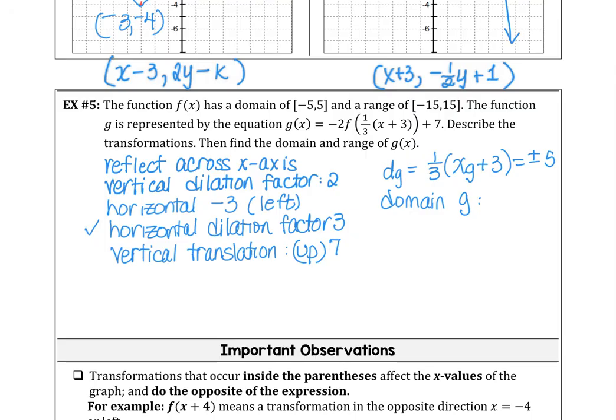Let's see. So we got the x of g plus 3 is plus or minus 15. So the x of g is plus or minus 15 minus 3. Negative 18.